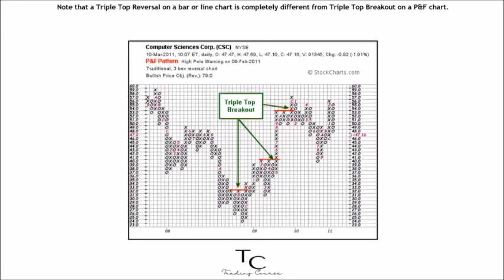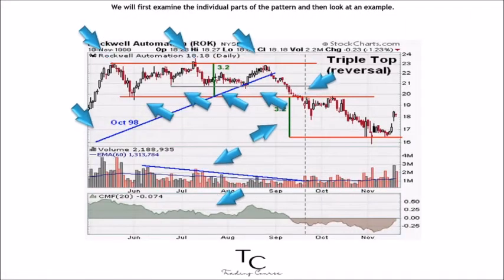Note that a triple top reversal on a bar or line chart is completely different from triple top breakout on a P&F chart. Namely, triple top breakouts on P&F charts are bullish patterns that mark an upside resistance breakout. We will first examine the individual parts of the pattern and then look at an example.